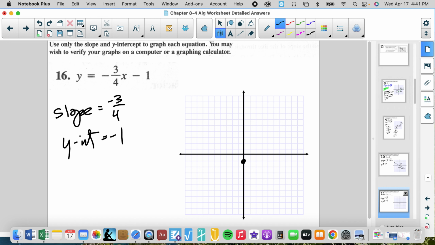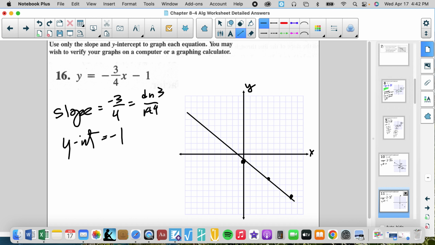So a slope of negative 3/4, a y-intercept of negative 1. Let's plot my y-intercept at negative 1 on the y-axis. This is the x-axis. And now I'm going to go down 3, right 4. Down 1, 2, 3, right 1, 2, 3, 4. I have 3 points. I like to do 3 points.